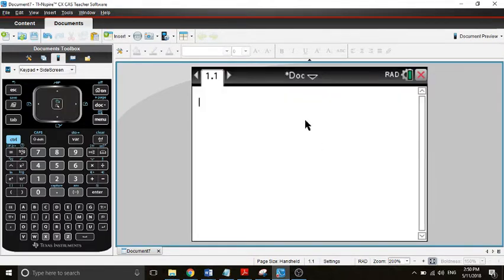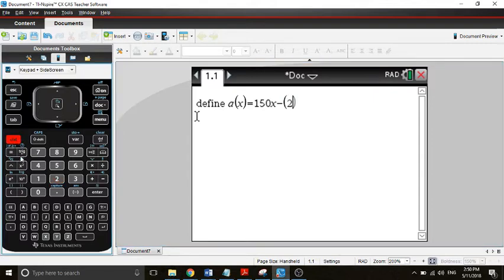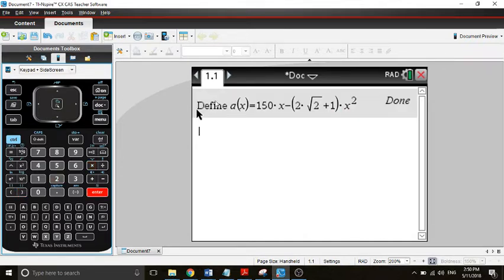Because it's question 1 from 13.6, I'm going to say define A of x because it's an area. A of x equals 150x minus, open a bracket, 2 times the square root of 2 plus 1, close the brackets, times x to the power of 2. That's what it's telling us it is. Now let's just check to make sure it's been entered correctly: 150x minus 2 times the square root of 2 plus 1 times x squared. Okay, so that's what we've got there.